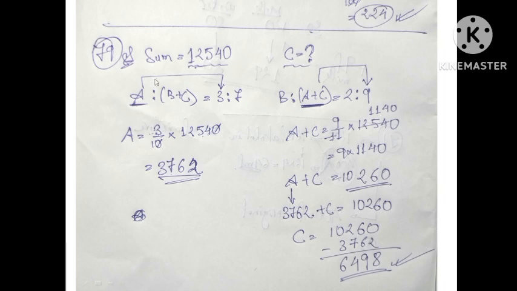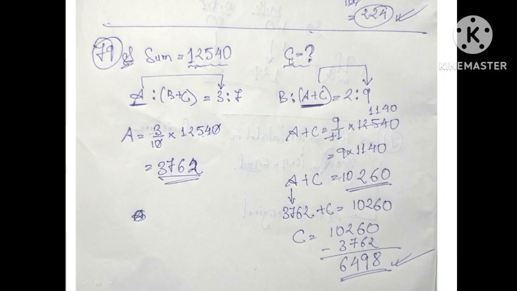Instead, we are given the ratio of A to B plus C. The share of A and B plus C together is 3:7. That means the share of A is 3 and the share of B plus C is 7 together. Not B and C separately, it is together, B plus C. So we have to find A and A plus C only.